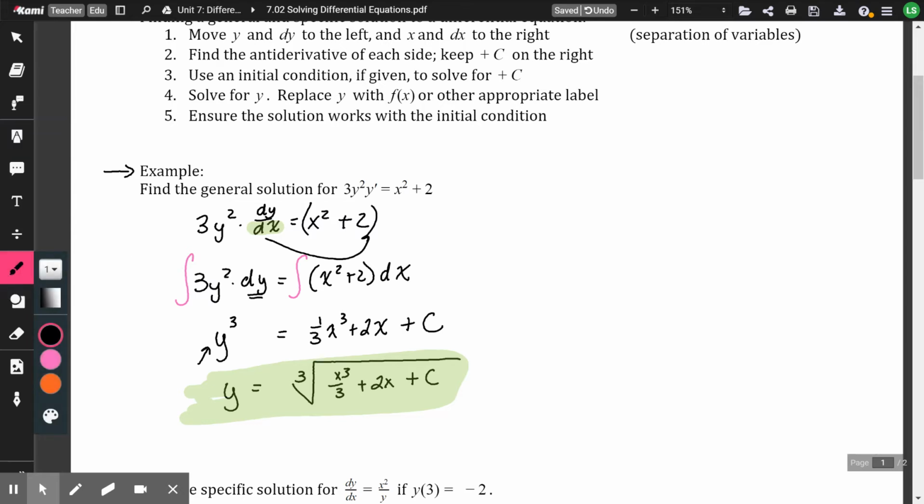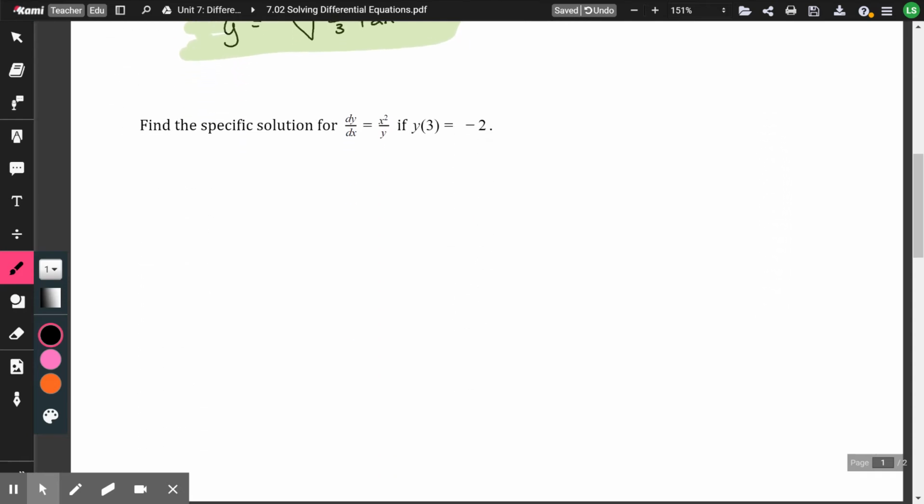In our next example, we are going to solve using an initial condition. So we have to find the specific solution for dy over dx equals x squared over y if we know the point that y of 3 is equal to negative 2.